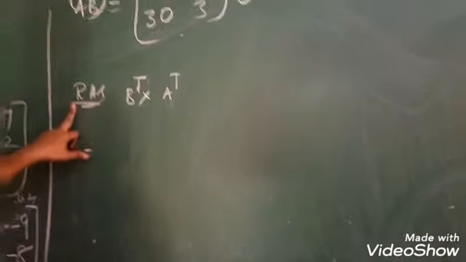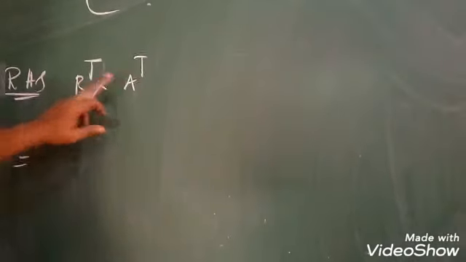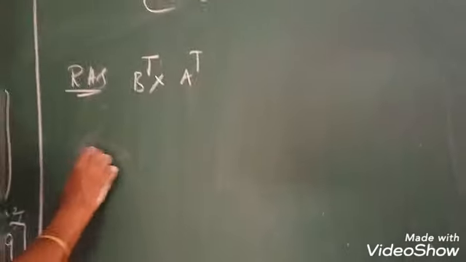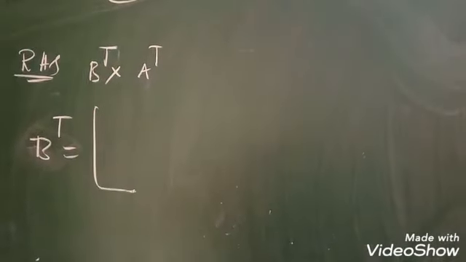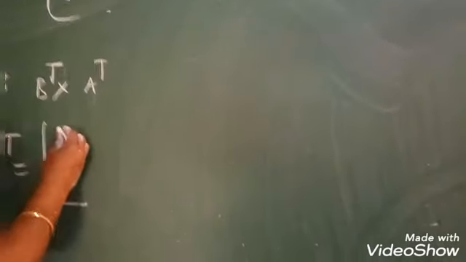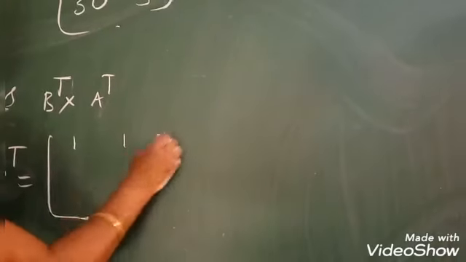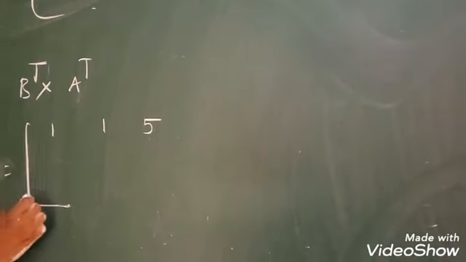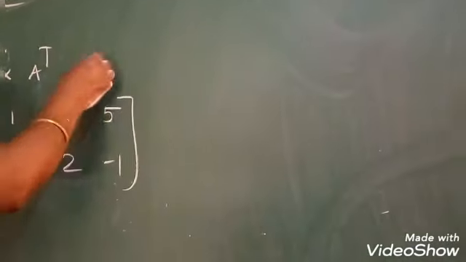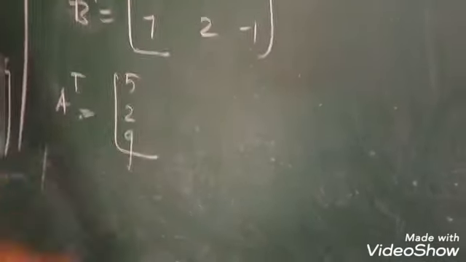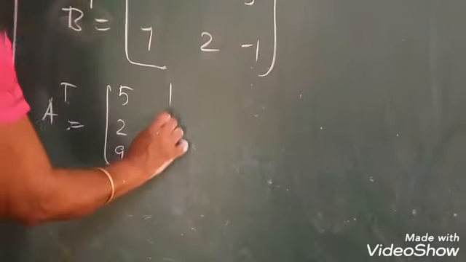Now we want to find the RHS, girls: B transpose and A transpose. First we want to find B transpose. What is the B transpose? Yes, matrix B is given as 1, 7, 1, 2, then 5, minus 1. So rows and columns should be interchanged, as I already said. Here 1, 1, 5: the column should be changed into a row. Here 7, 2, minus 1. This is for B transpose. Then A transpose. What is A transpose, girls? Yes, here 5 to 9 should be changed into a column. Then 1 to 8 should be changed into a column.